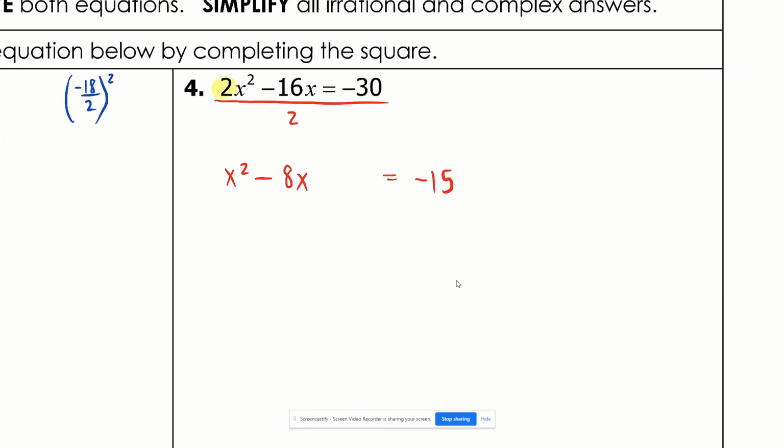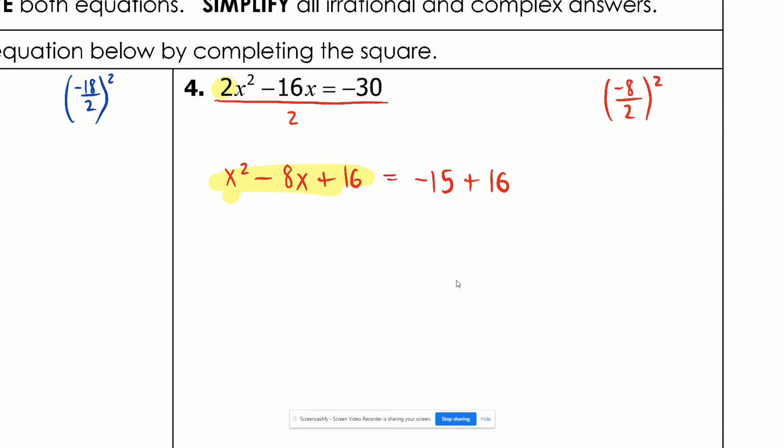All right, so here we go. We're going to solve this thing by completing the square. We're creating a perfect square trinomial so we can then rewrite it as the binomial squared. So we take the b value, negative 8, divided by 2, and square it. Take half of it and square it. So negative 8 divided by 2 is negative 4. Negative 4 squared, negative 4 times negative 4, is positive 16. So you add that to both sides. We created, right here, a perfect square trinomial.